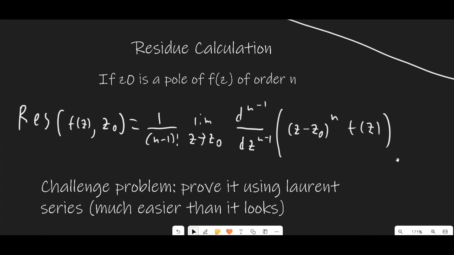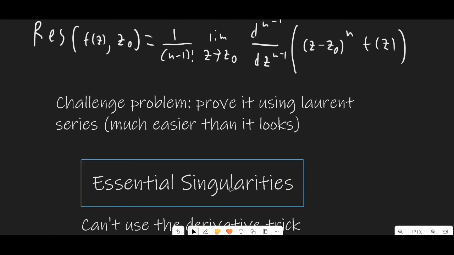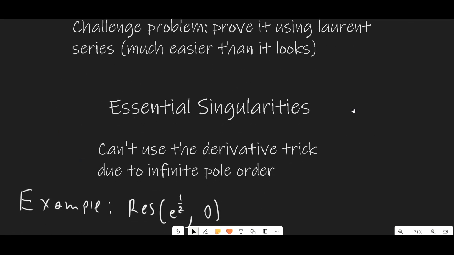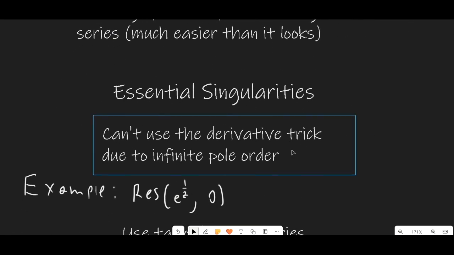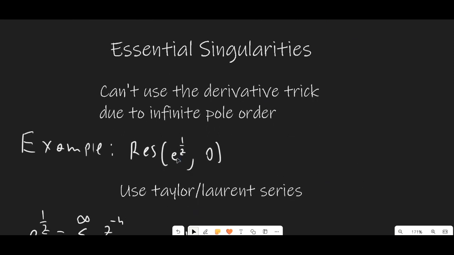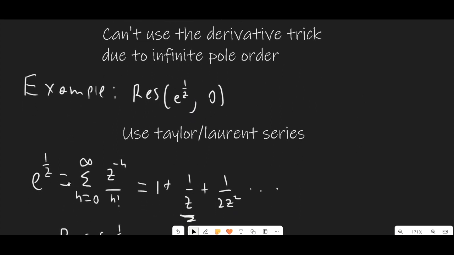Now, the issue with this is that it requires us to know the order of the pole. And there's something called essential singularities that we talked about before. We can't use the derivative trick because an essential singularity is essentially equivalent to having a pole of infinite order. So what this looks like is, for example, the function e to the 1 over z at 0. If you were to expand it as a Laurent series, you can see that as n grows large, we just have z to the negative n, so eventually we'll get to z to the negative infinity.